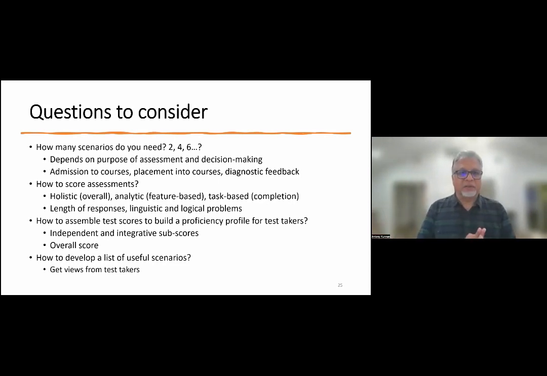Now, if your test is going to be used for diagnostic purposes, this would be perfect. An analytic score would be necessary to give more information. If you're not interested in so much detail, then you can have a holistic score, and that would serve your purpose. And then how do you assemble all the scores to give a proficiency profile? So this is a trick in itself. You've got to look at all the integrated tasks, all the independent tasks, combine the scores of all the tasks in each of the two categories, independent and integrative, and then come up with a way of adding them up, if you like.